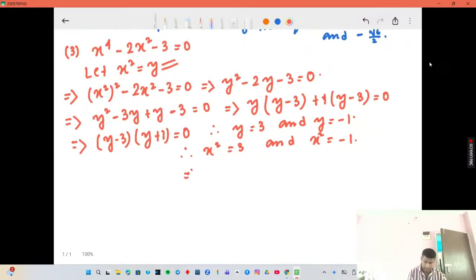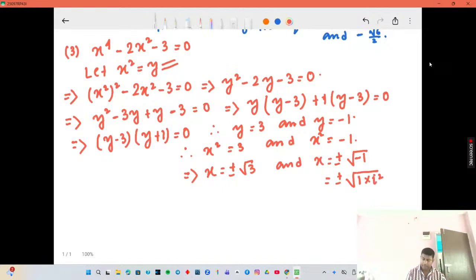So here x is equal to plus minus root 3, and here x is equal to plus minus root of minus 1, which is equal to plus minus 1 into i square. We know that the value of minus 1 is i square. So here the roots are imaginary, plus minus i.